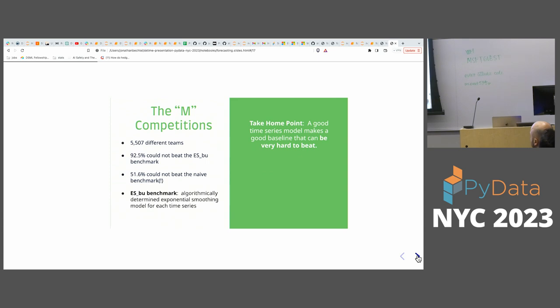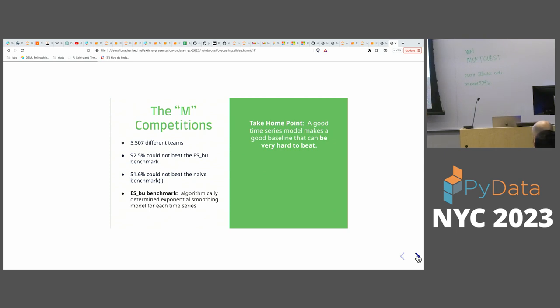And then out of the over 5,000 teams, only 7.5% of them were actually able to beat the time series benchmark. So it's the case where machine learning can clearly give you state of the art, but it's not necessarily going to be a really straightforward affair to beat a decently fitted time series model that's well suited to the problem.